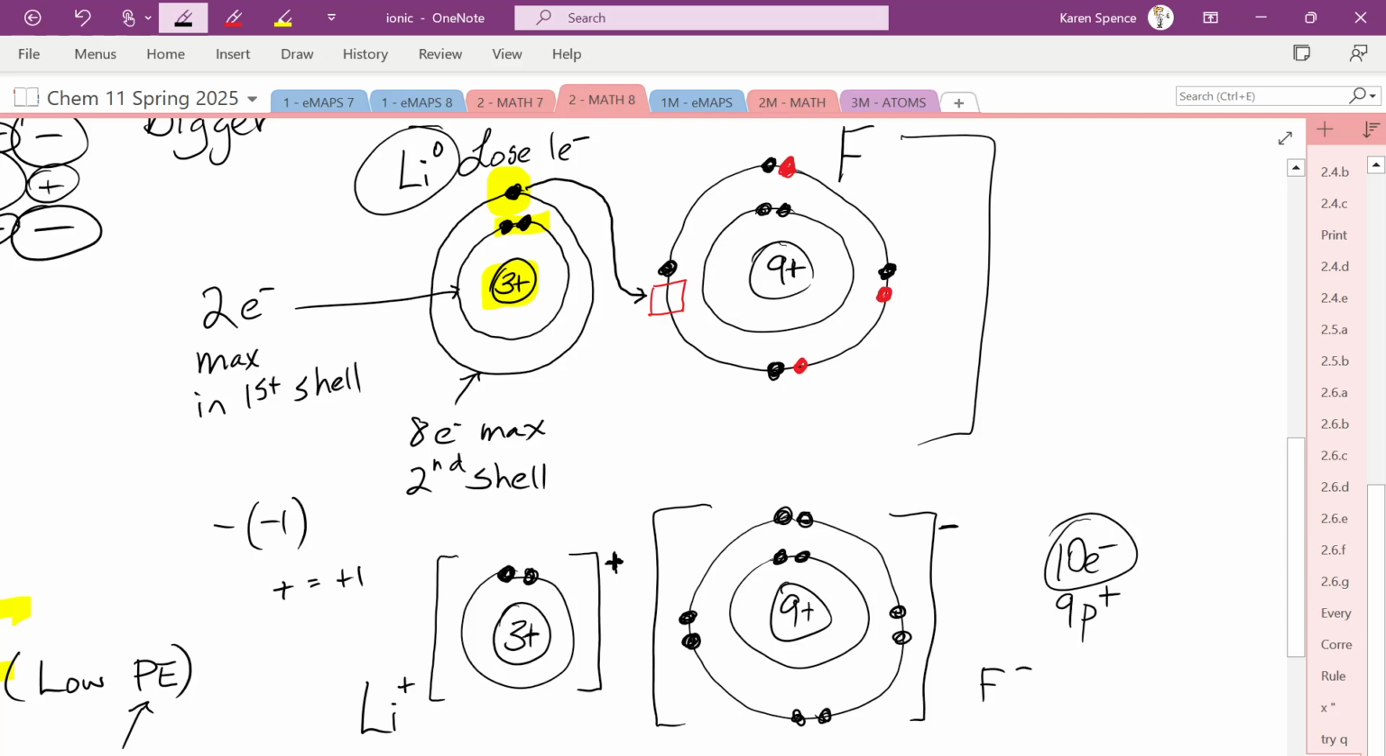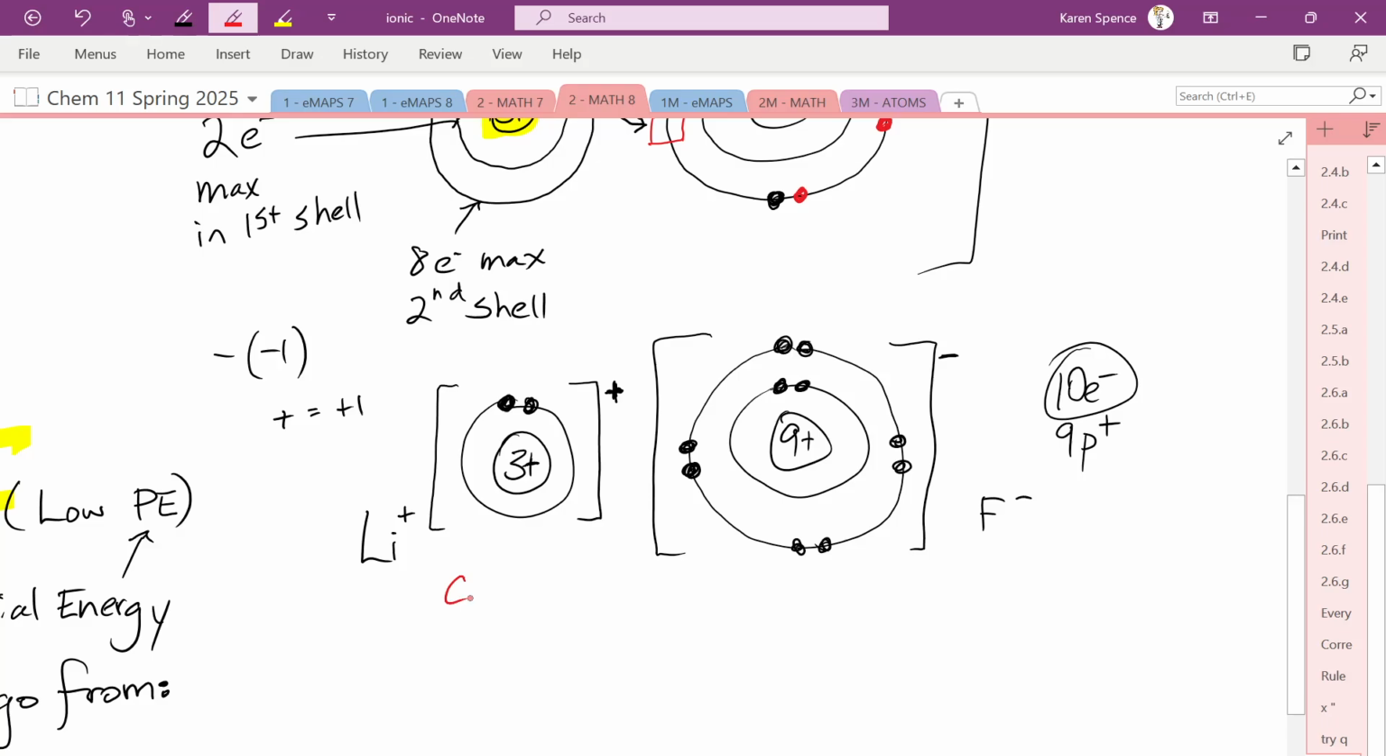Now, what do you notice about the size compared to each other? The cation, which is positive, is smaller because it lost its valence shell, right? Like its valence shell is empty.